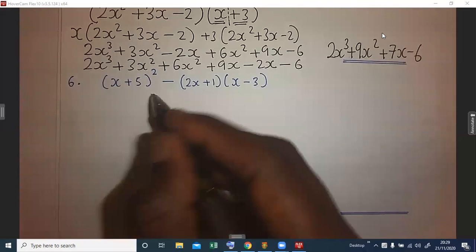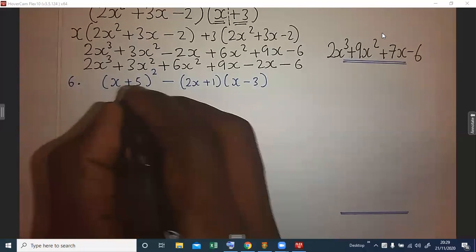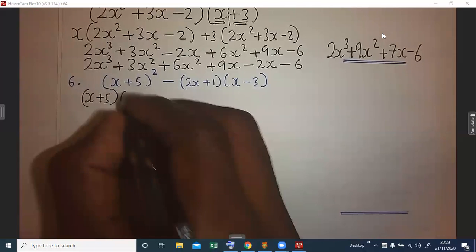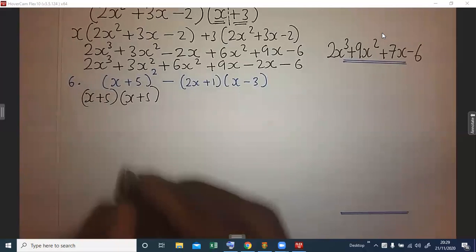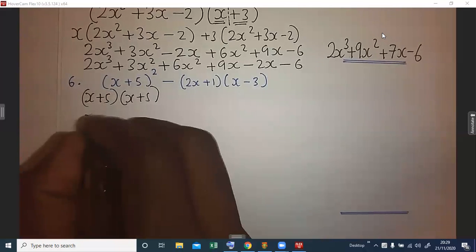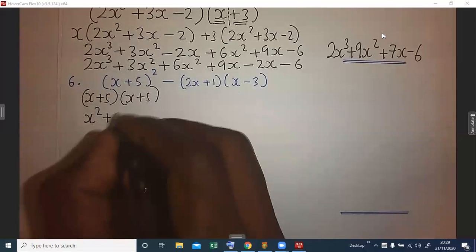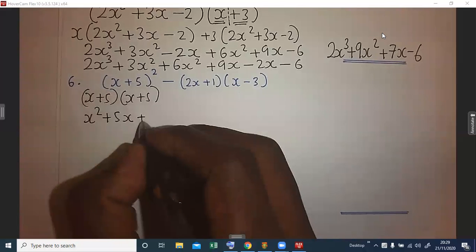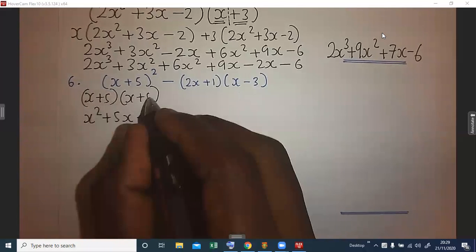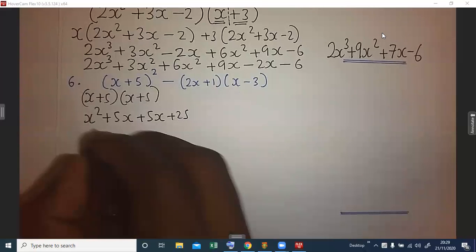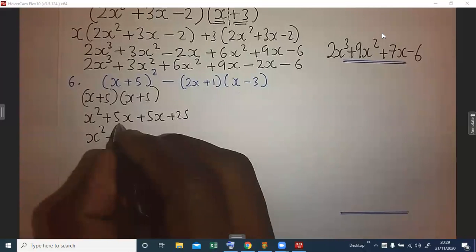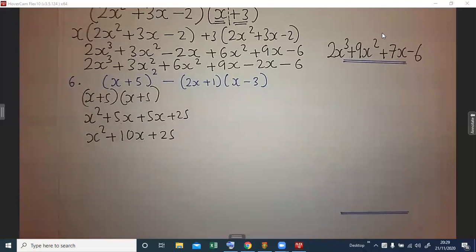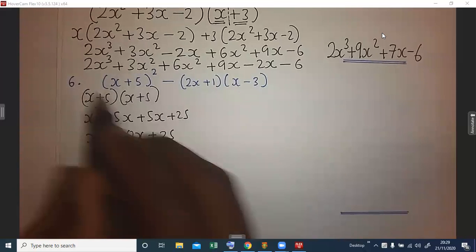All right, so let's start with this side. x plus 5 squared is the same as saying x plus 5, x plus 5. Then x times x, I get x squared. x times 5, I get 5x. Then I go to the second component. 5 times x, I get 5x. And then 5 times 5, I get 25. So I simplify x squared plus 10x, then plus 25. So this is the simplification of the first part.